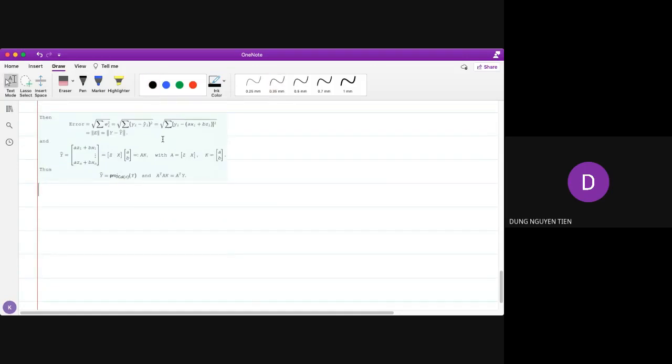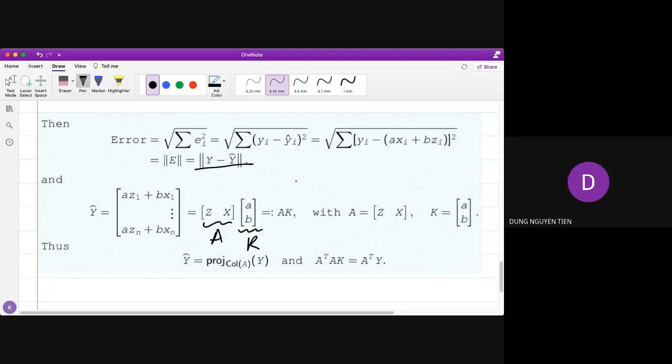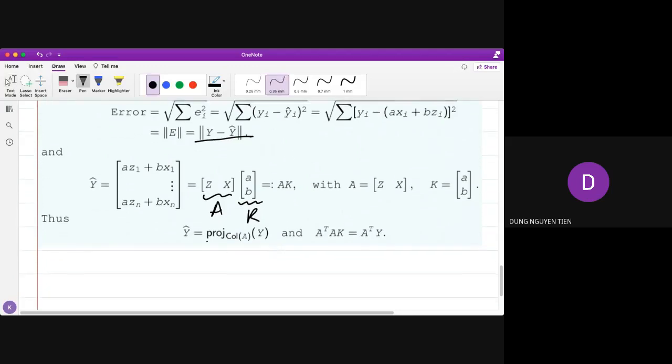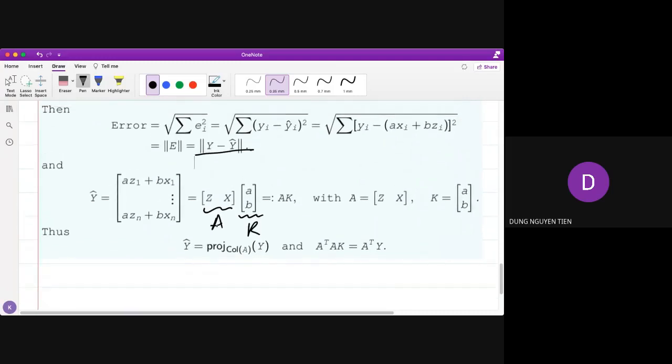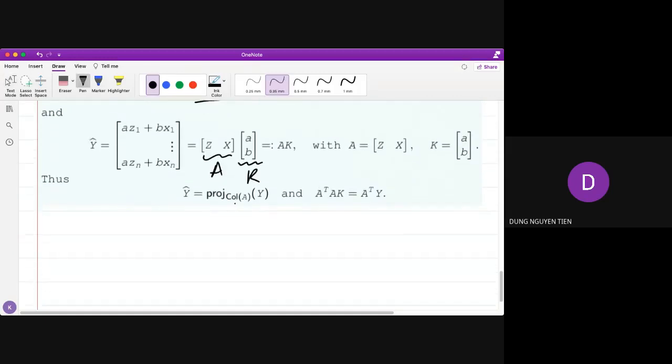So you can see that. Suppose that this is the error, and you get this sum, right? You get this one, right? And you want to minimize the error, and you get the y hat, which is this one. And if this is a, and this is k, then you have a times k, and you want to minimize the distance, right? Y minus y hat. Okay, and if you want to minimize that, then it is obvious that y hat is the projection of y on the column space of A.